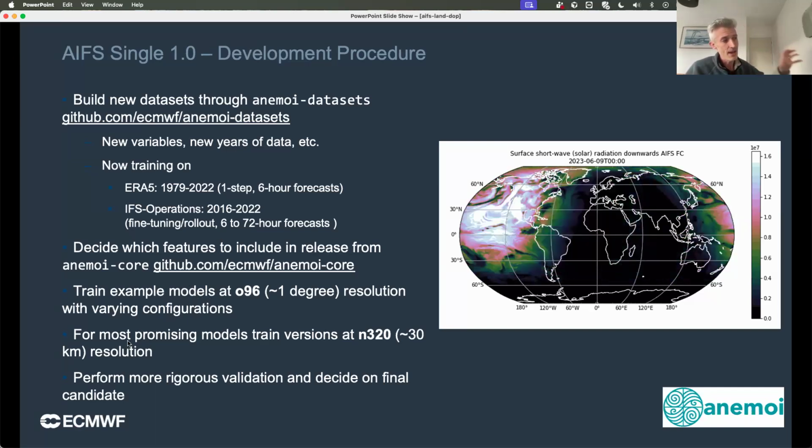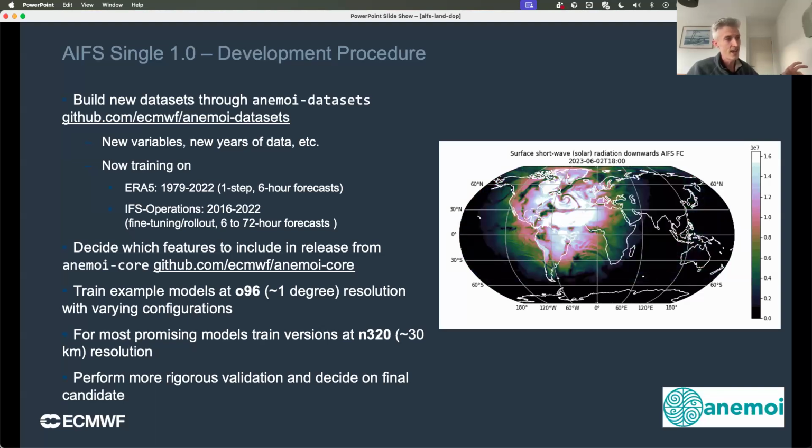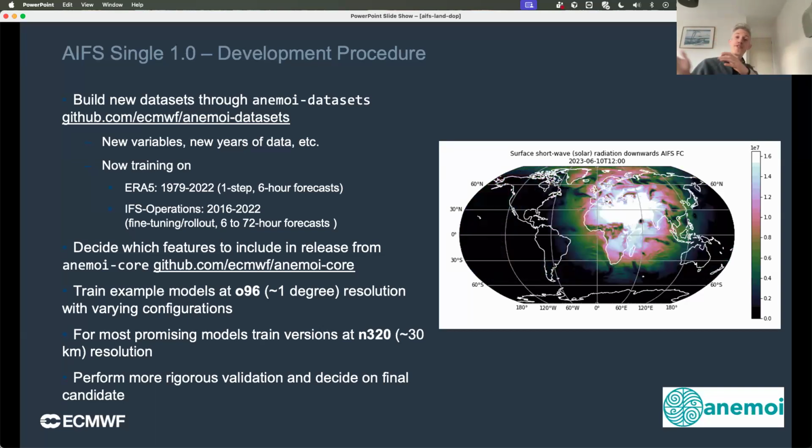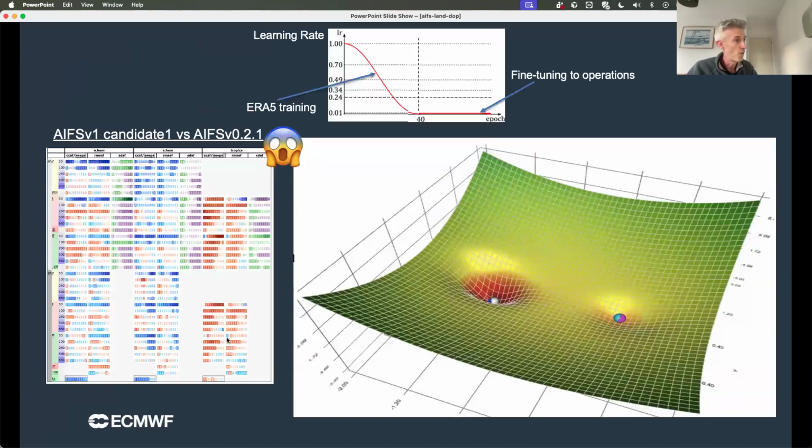But basically that's how it looks. And so in theory, it should all be okay. And what we did when we were doing this first operational release, we did all this big long training on ERA5. Everything looked good, and then we fine-tuned to AIFS operations, and what we got out was this.